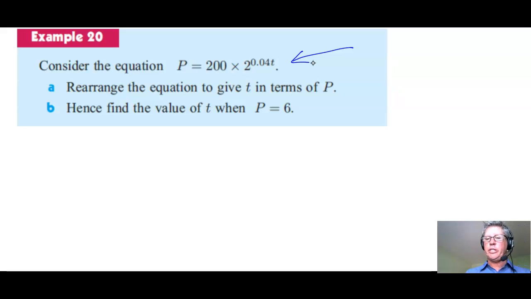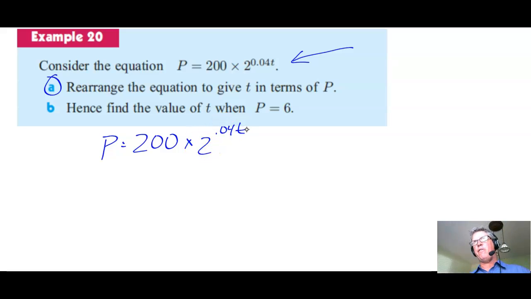Anyways, rearrange the equation to solve for t. So we don't worry about P, we're going to solve for t. First step, write the problem down. Like I said before, the numbers out front of the base here, I like to get rid of. So I'm going to write that as P over 200 equals 2 to the 0.04t.